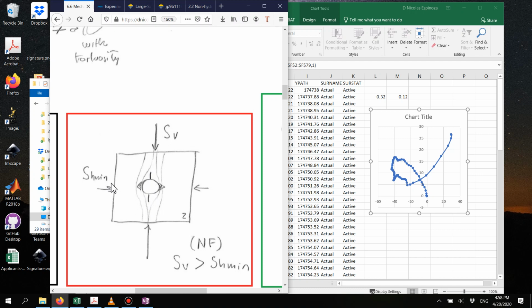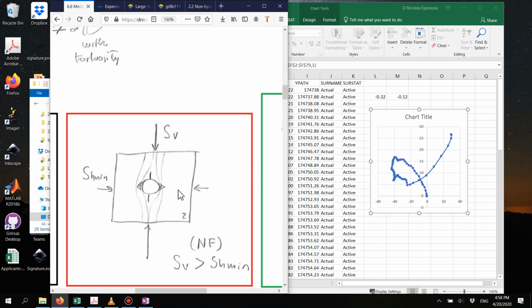This plane is perpendicular to SH min, so if such fracture would continue growing further out from the wellbore, it would still be perpendicular to the minimum principal stress. So we would still fulfill the condition that this open mode tensile fracture would be perpendicular to the least principal stress, which in this case is SH min.